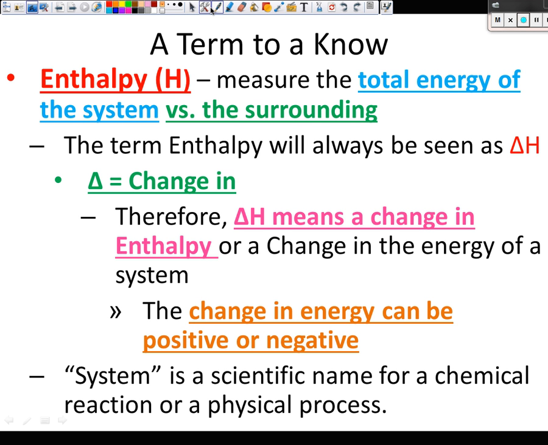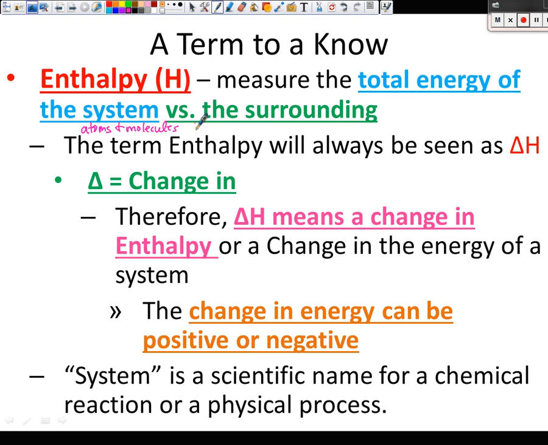Now, what is enthalpy? And this is the definition. It's the measure of the total energy of the system. Now, the system versus the surroundings. What is the system? The total energy of the system. Here's what the system is. The system is the atoms and molecules. That is the system. Do you agree that that is what is doing the energy exchange? Yes. Well, then the next question is, what is the surroundings?